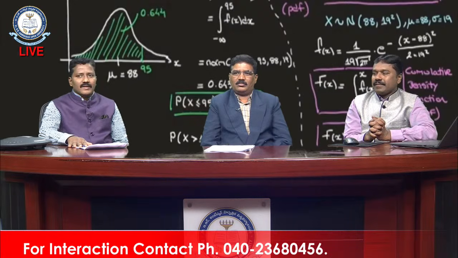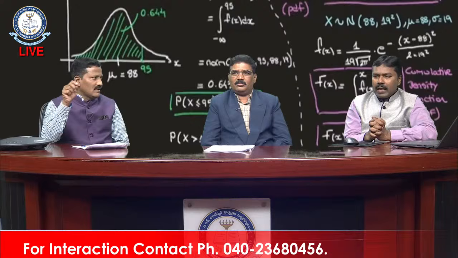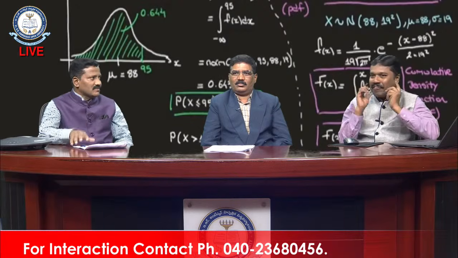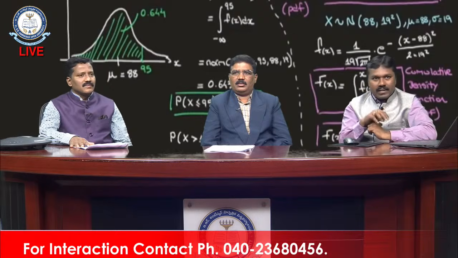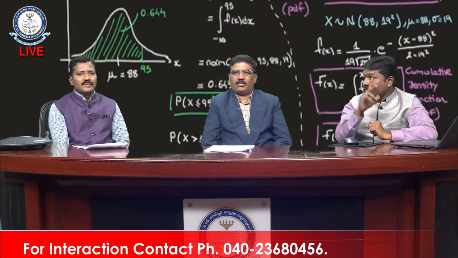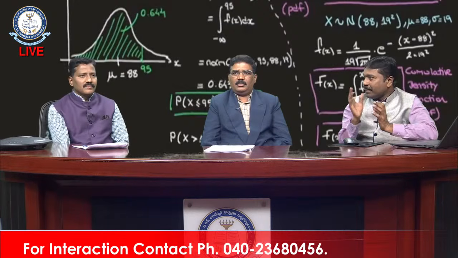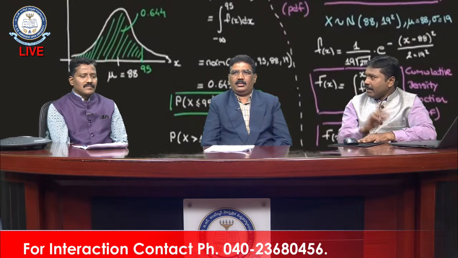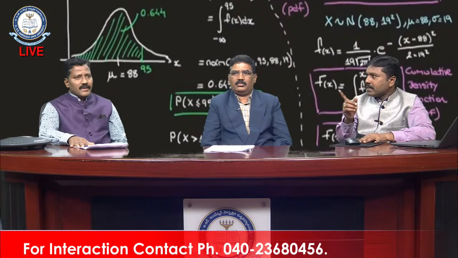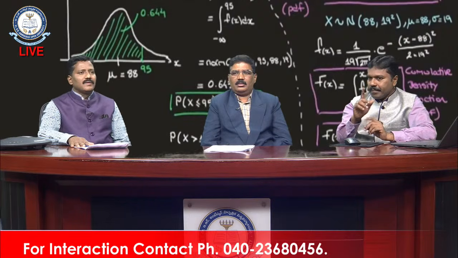Whenever the size n is a very large value, a student can be confused about how to identify these things. That's why at the very beginning I gave two important topics: limiting cases. What are the two limiting cases? The first one is binomial, and another one is Poisson. These are limiting cases of the normal distribution.